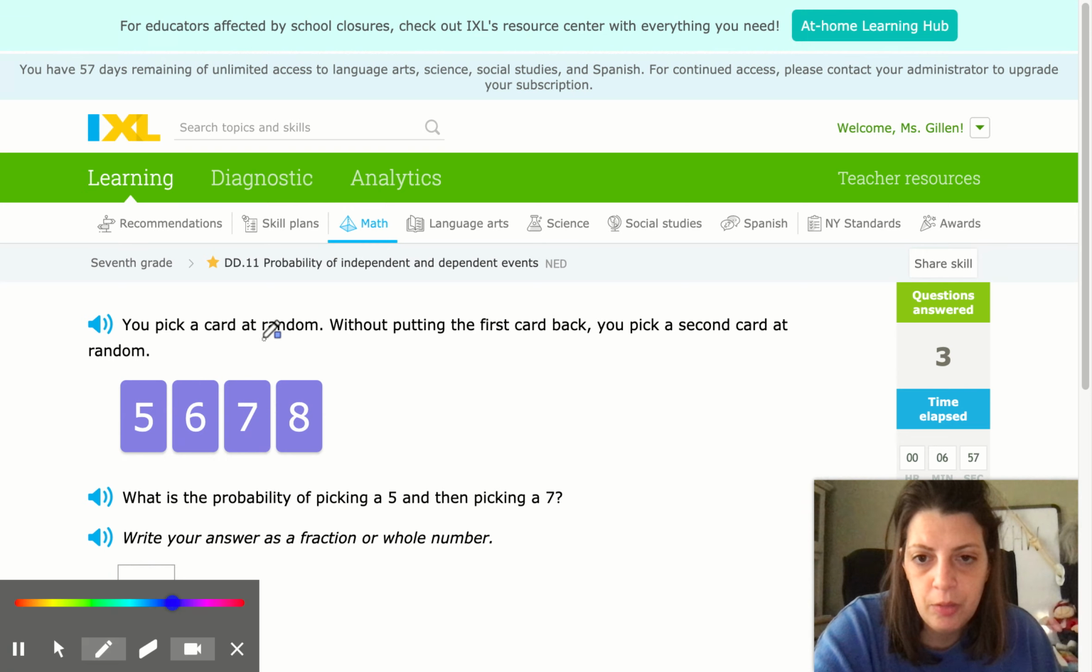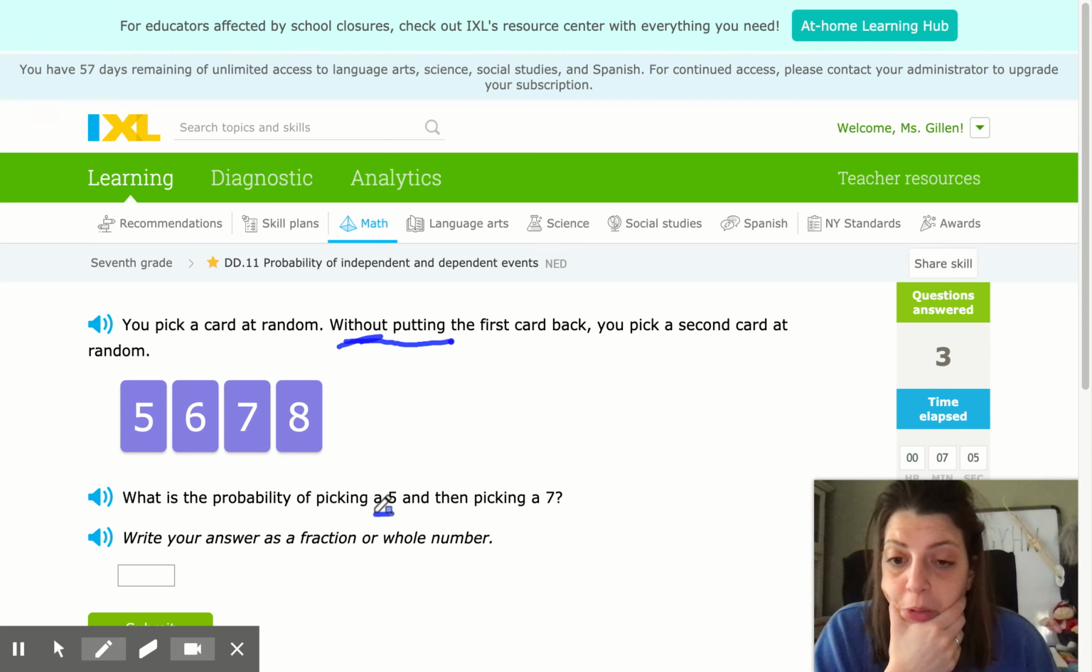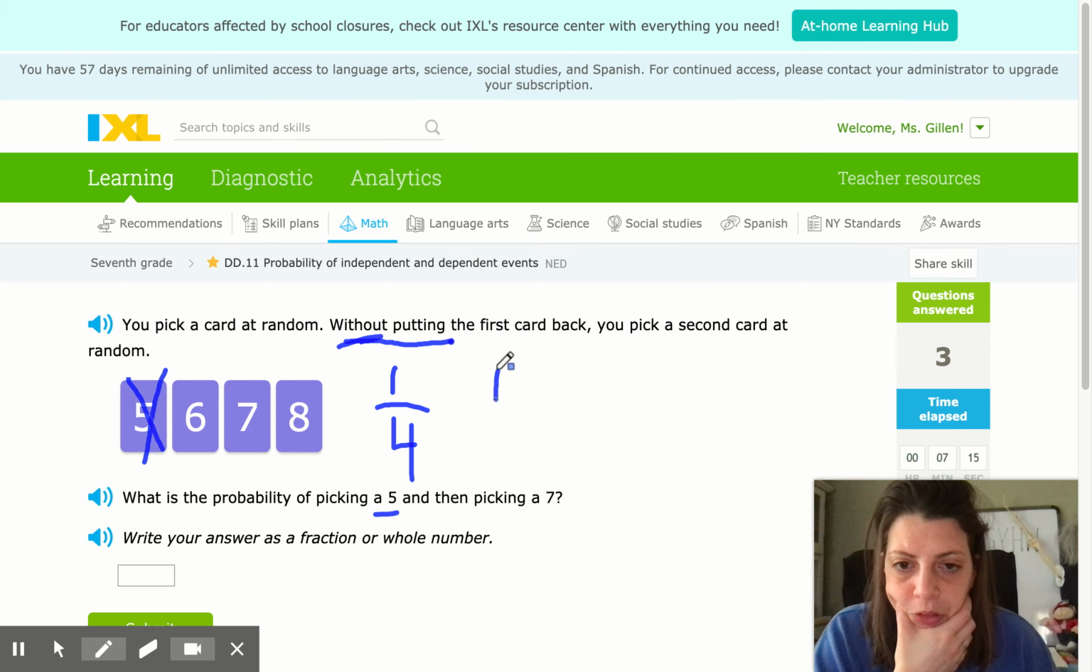Yay! Pick a card at random without putting it back. We're going to pick the second card. So the probability of picking a 5 is 1/4. There's 1 5. But I'm not putting that back, and I want to pick a 7. So there's 1 7 out of 3.